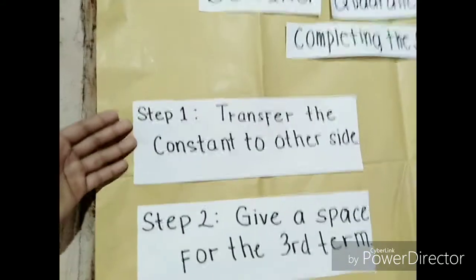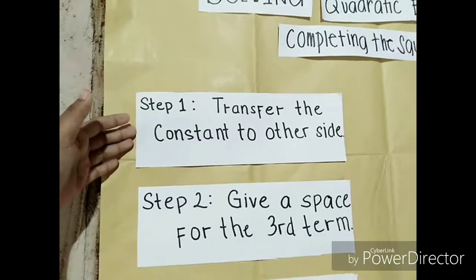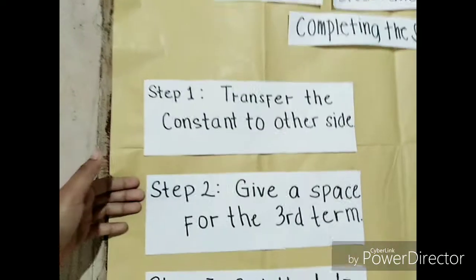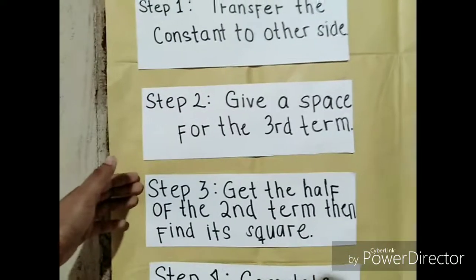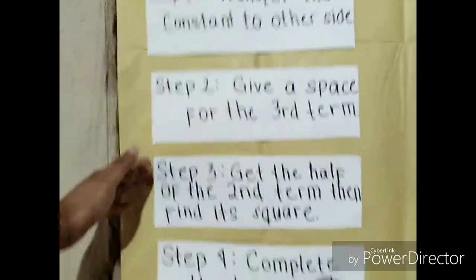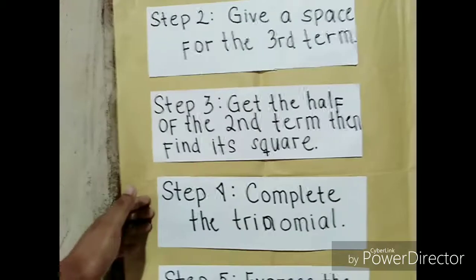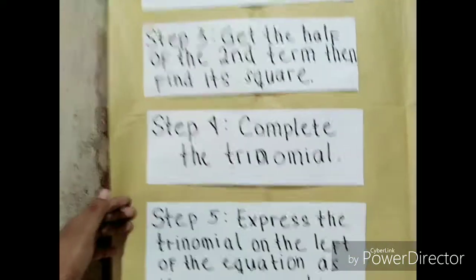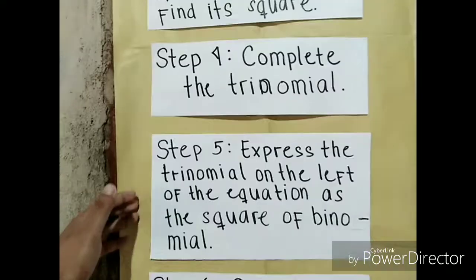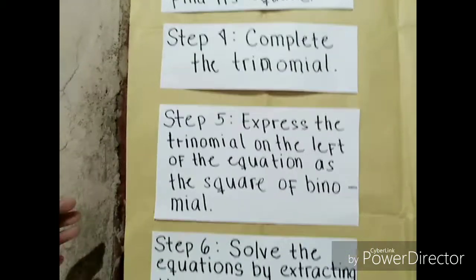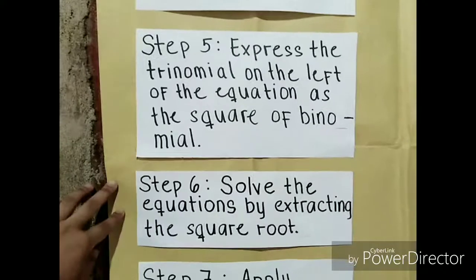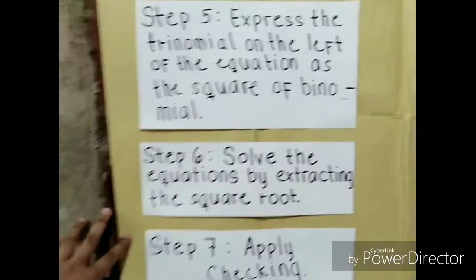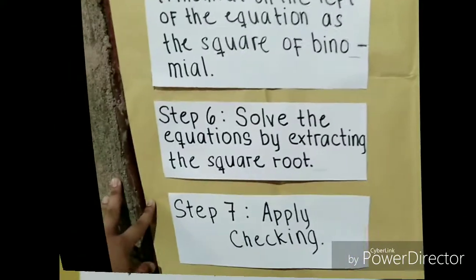Step 1. Transfer the constant to the other side. Step 2. Give a space for the third term. Step 3. Get the half of the second term, then find its square. Step 4. Complete the trinomial. Step 5. Express the trinomial on the left of the equation as the square of a binomial. Step 6. Solve the equation by extracting the square root. Then step 7. Apply checking.